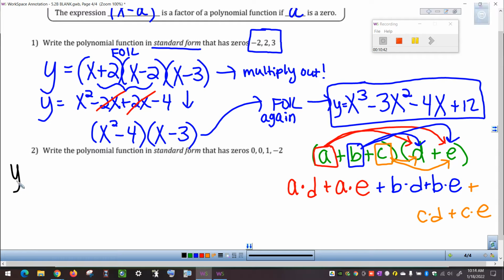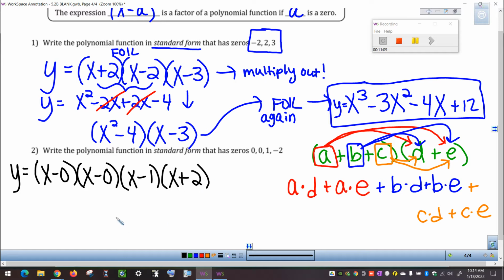So initially, I want to show you how I like to think about this as a start. If I'm told that one of my zeros is 0, to help me keep with this pattern and thinking about the factor theorem, I'm just going to write it as x minus 0 in my first parenthesis. We can certainly simplify that down in the next step. I'm going to go ahead and show it twice, since it was listed twice. And then we've got x minus 1. And then at the very end here, we've got x plus 2.